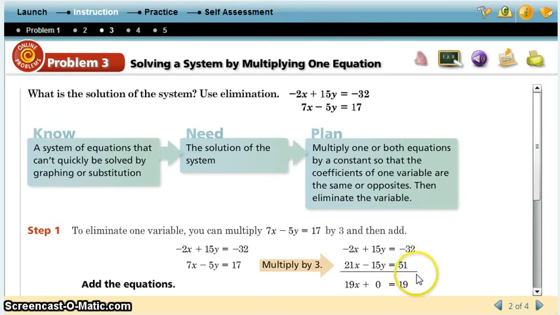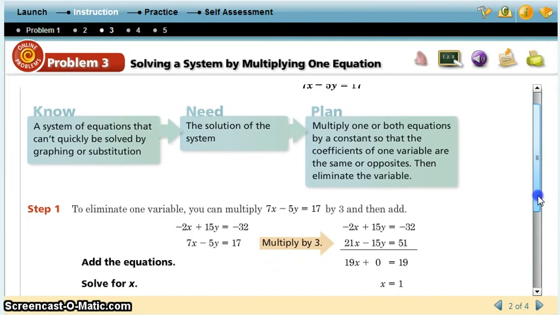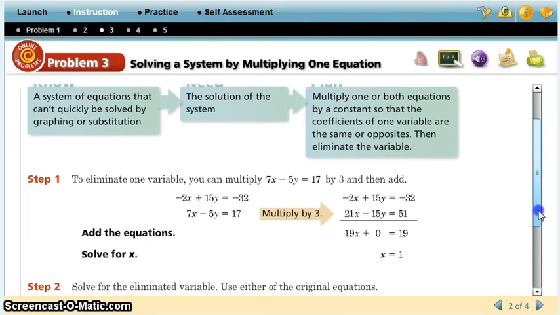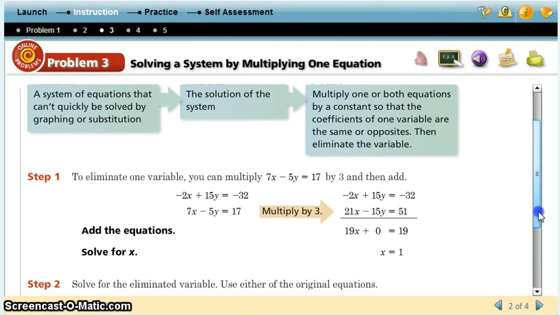So now that we have multiplied that equation by 3, you can see that our y values will be eliminated. Now you have to determine add or subtract. In this case, we are adding the equations. A positive 15 plus a negative 15 is going to give you 0. So we're able to eliminate those y's. If you add negative 2x and 21x, you do get 19x. And negative 32 plus 51 gives you 19. So if you solve that for x, just divide by 19, you get 1. Now, just like with the other problems, we know our x. Now we have to solve for our eliminated variable, which in this case is our y.